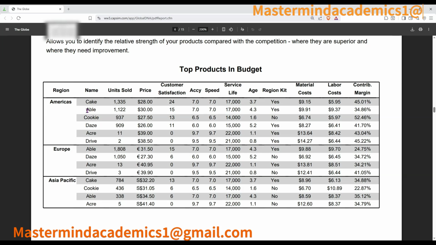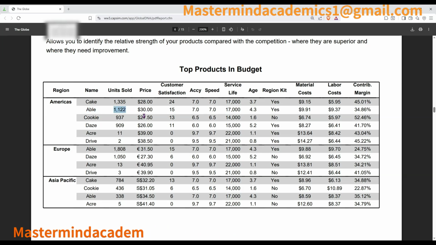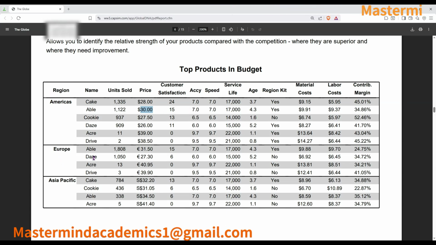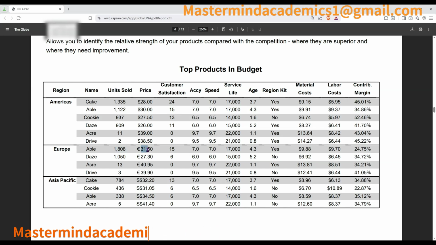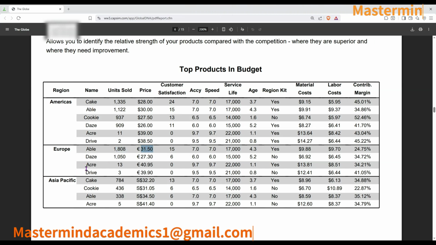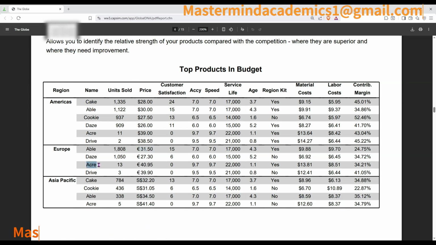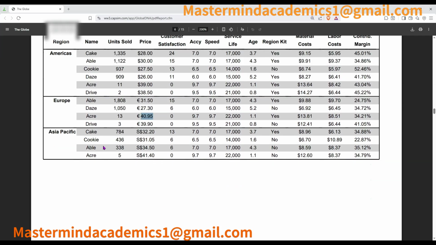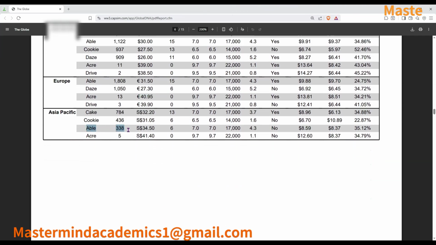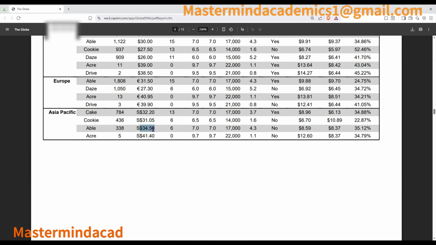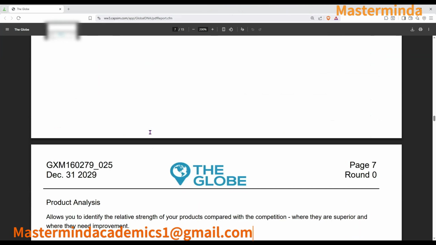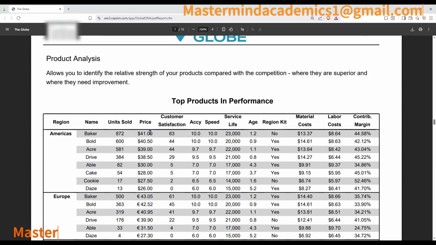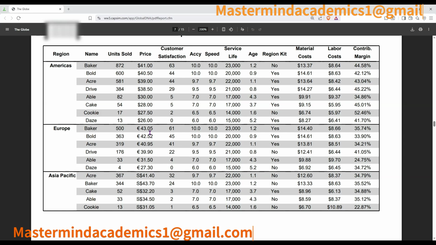So you can see Able, we sold 1122 at a price of 30, and we sold in the Americas. For Europe, Able we sold 1808 at a price of 31.50. For Eka, that's now the performance product, we sold only 13 units at a price of 40.95. So that means that we need to reduce our price so that we can fit in this market. For Asia Pacific, we sold 338 products of Able at a price of 34.50. So that's it, and you should keenly go through the report so that you can be able to maybe come up with the decisions for the new round.